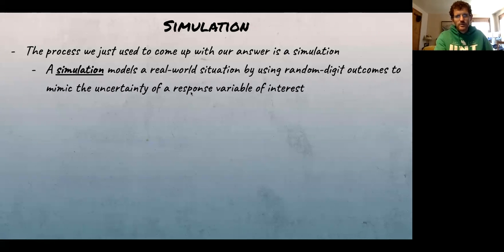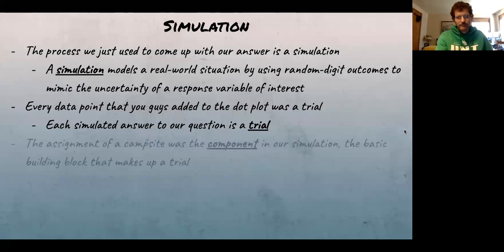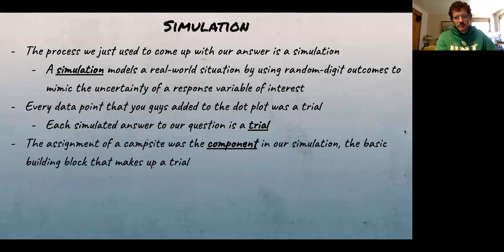Basically, we know what we're trying to find an answer to. How many times did we have to go until we stayed at all 4 loops? And we're just using randomness to figure that out. Every data point that was added to the dot plot was a trial. So each simulated answer to our question is a trial, and you would go through many, many trials. Okay. The assignment of a campsite was a component in our simulation. It's the basic building block that makes up a trial. So we were assigned a campsite, and we kept track. Then we were assigned another one, and we kept doing this. Those are the components that make up our trial.